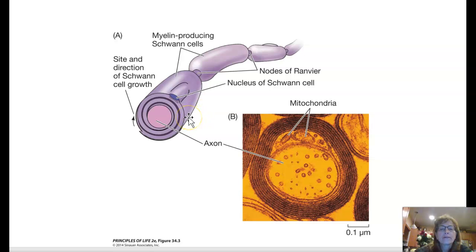But in the central nervous system, we're looking at the astrocytes, when we're looking at the oligodendrocytes, you could see that one oligodendrocyte was reaching out and wrapping in several locations.